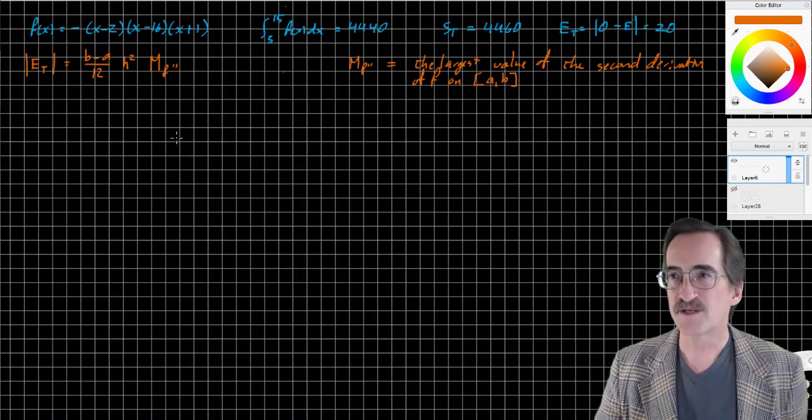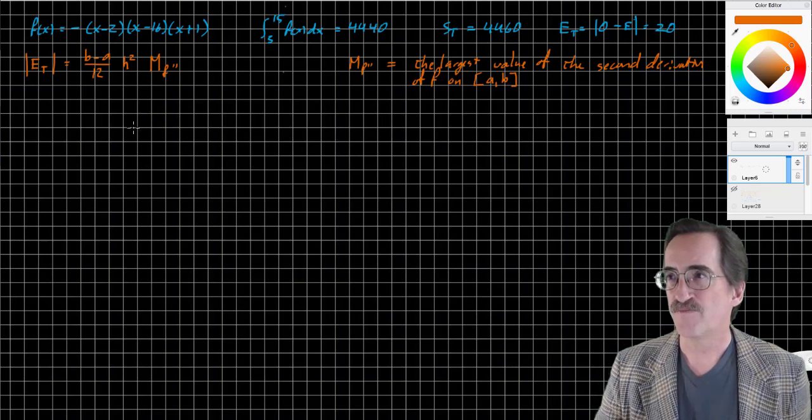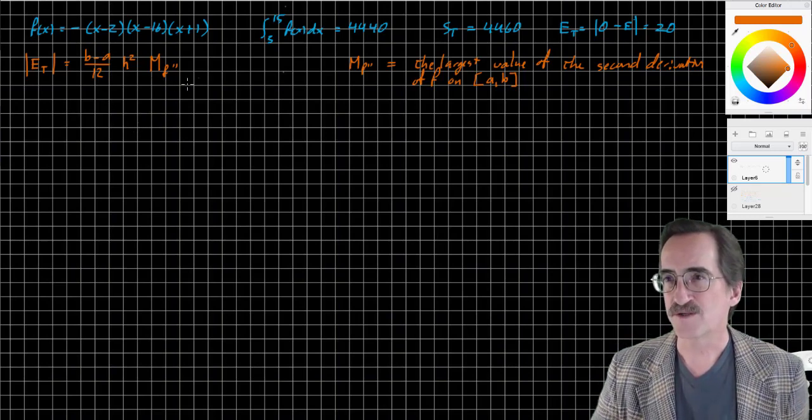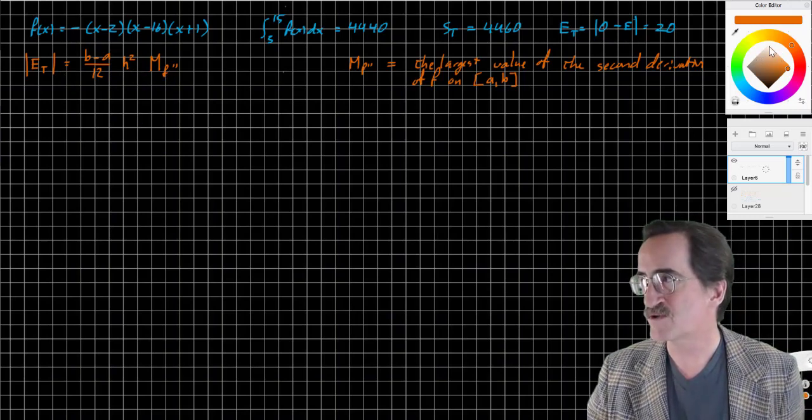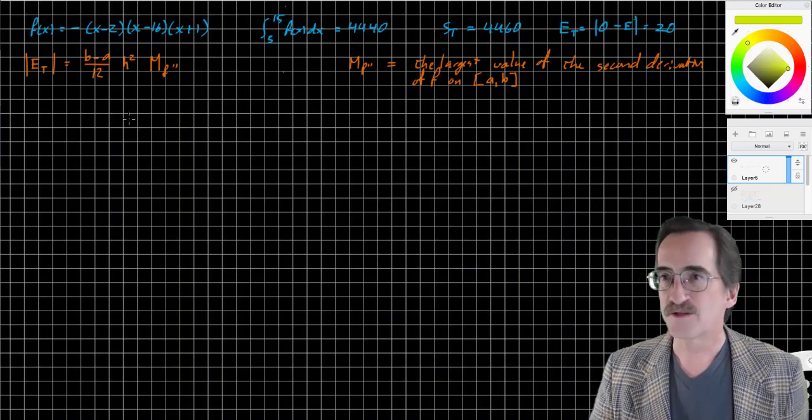So let's see if we can figure this out here. We're going to figure out the error bound, but we need this M sub f double prime factor here. Okay, so let's do it.